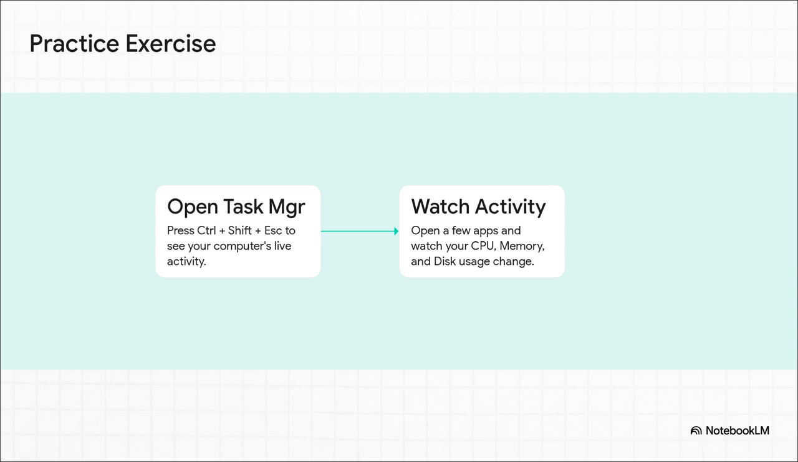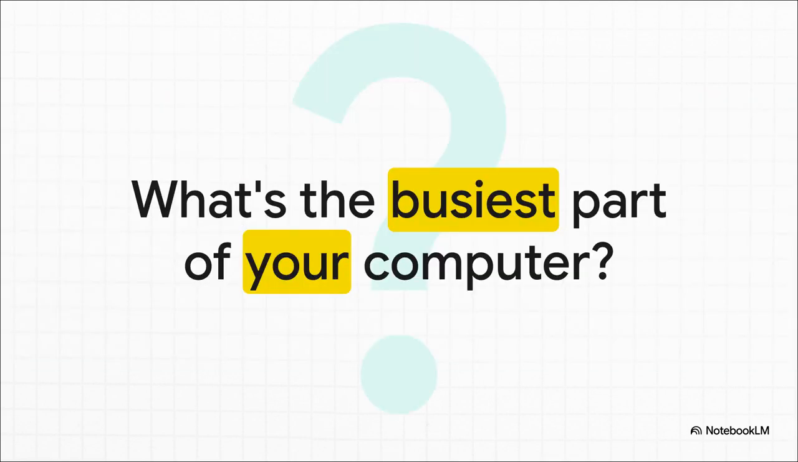Now, just open a web browser, maybe a couple of other apps, and just watch. You'll literally see the CPU, the brain, start working harder. You'll see your memory, your short-term memory, start to fill up. See, you're watching your computer's anatomy live in action. So this leaves us with a final practical question for you. As you go about your day, which part of your computer is the busiest? Is it the brain, the memory, something else? The cool part is now you can actually find out.